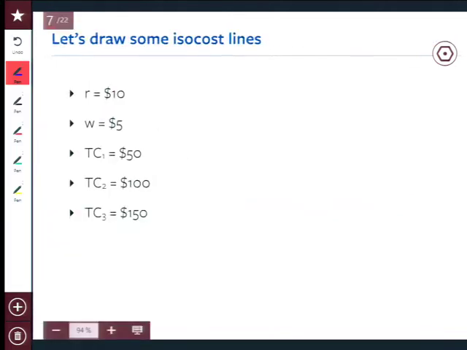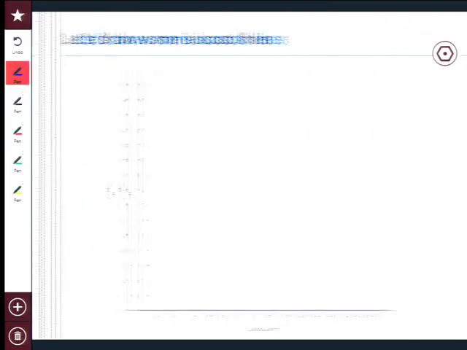So the easiest way to think about this is as follows. Think about a world where the rental rate of capital is exactly $10 per unit. The wage per hour is $5 per hour. And then I want to know what bundles of labor and capital I, as the firm, can afford if I had $50, $100, or $150. So the way to figure this out is as follows.